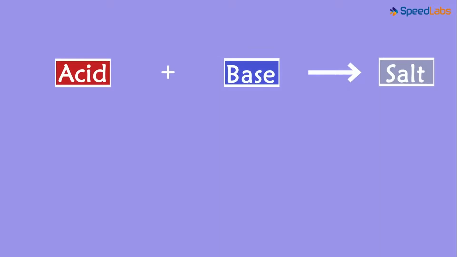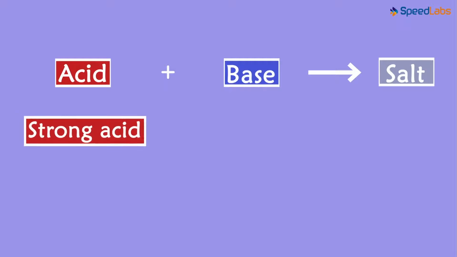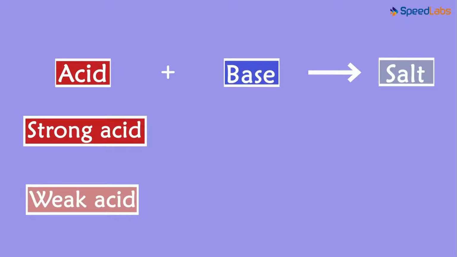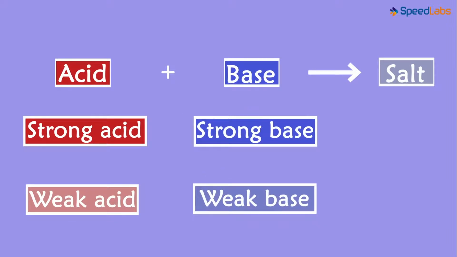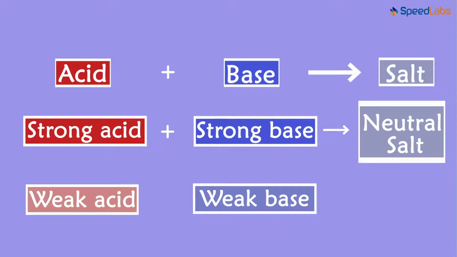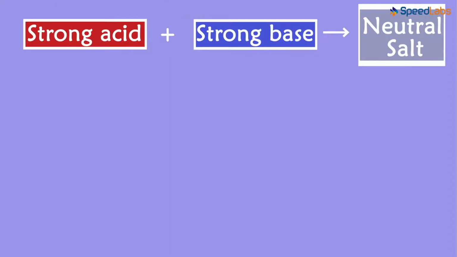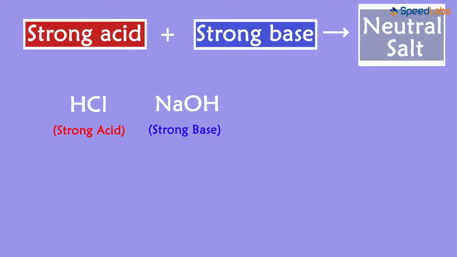We also know that within acids, there are strong acids and weak acids. And within bases, there are strong bases and weak bases. Strong acids react with strong bases to give us salts which are neutral in nature. Let me give you an example. Hydrochloric acid is a strong acid and sodium hydroxide is a strong base. They react to give us sodium chloride, which is a neutral salt.